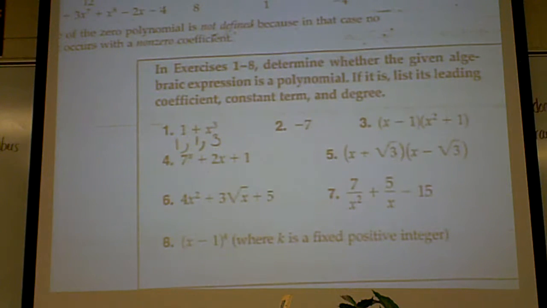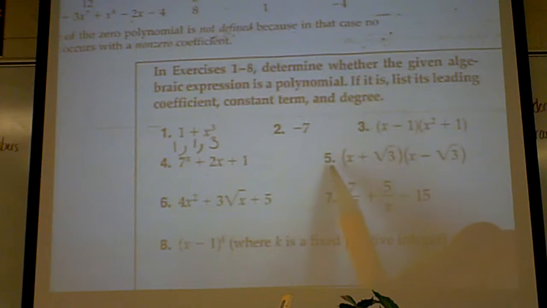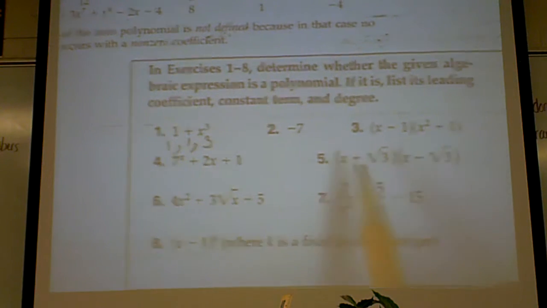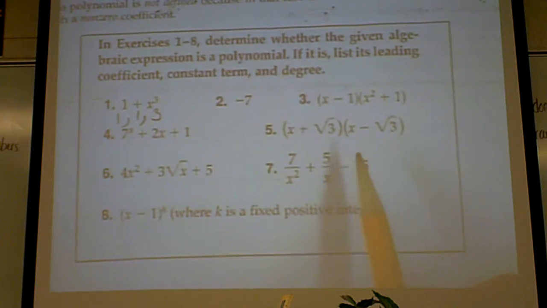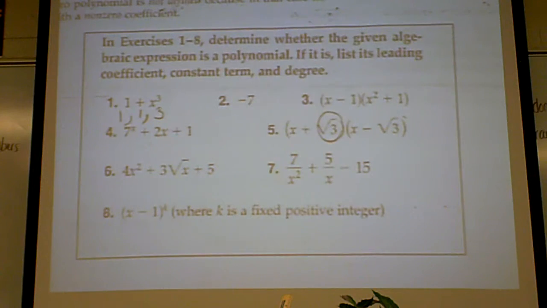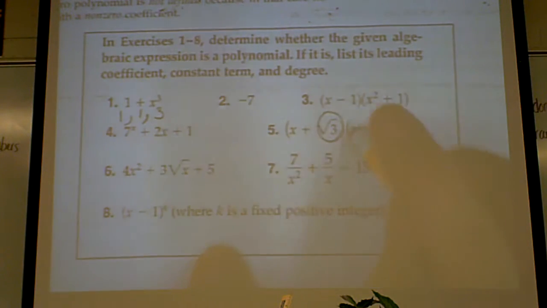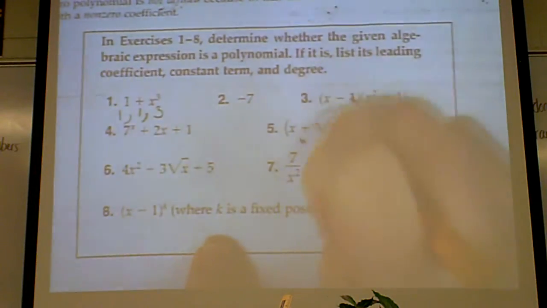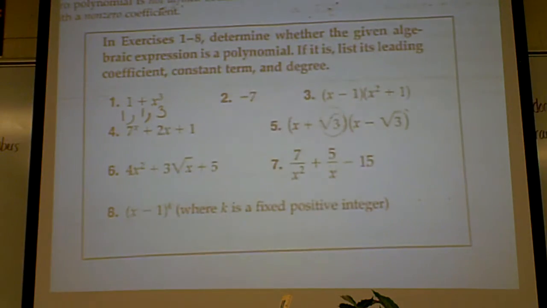Can you guys pick out one that's not a polynomial? Number 5 isn't one. Why isn't 5? Because of the square root of 3? No? It can't be a variable under there. Right, it can't be a variable. So is this one okay? Yes.